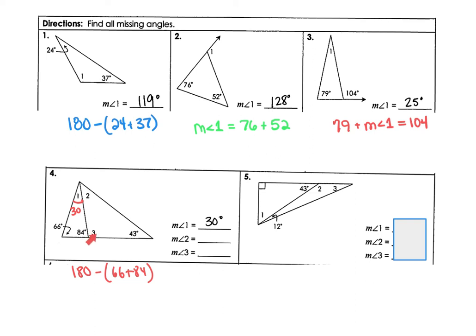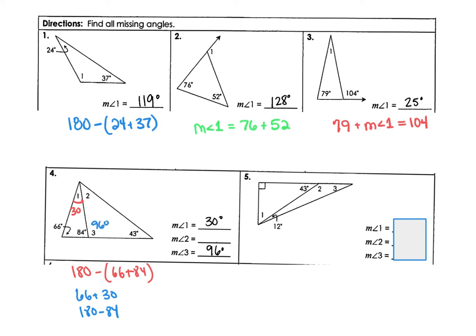3 is an exterior angle, so I can either add the 66 and the 30, okay? Or it is linear to 84. So I can say 180 minus 84. All right, 180 minus 84. Either way, I will get 96 as my measure of angle 3. And so I know that this measure then is 96 degrees.